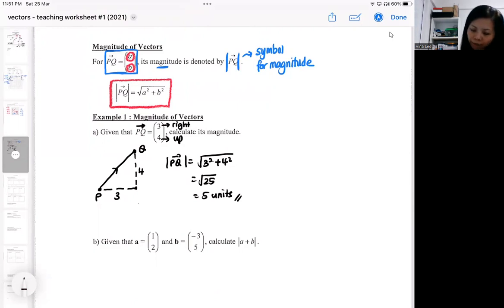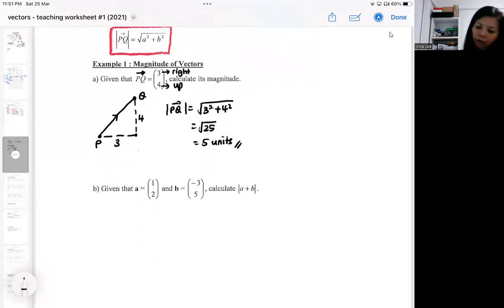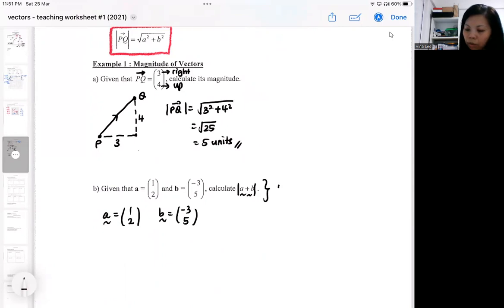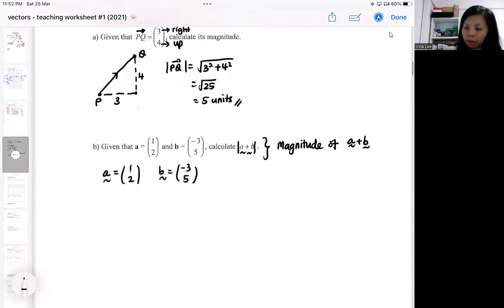Okay, but sometimes we have something like this. They give us two vectors, a vector A, and then a vector B. And your job is to calculate this. This means that you would like to calculate the magnitude of A plus B. So if you would like to calculate the magnitude of A plus B, the first step, you have to do A plus B first. Then you apply the formula.